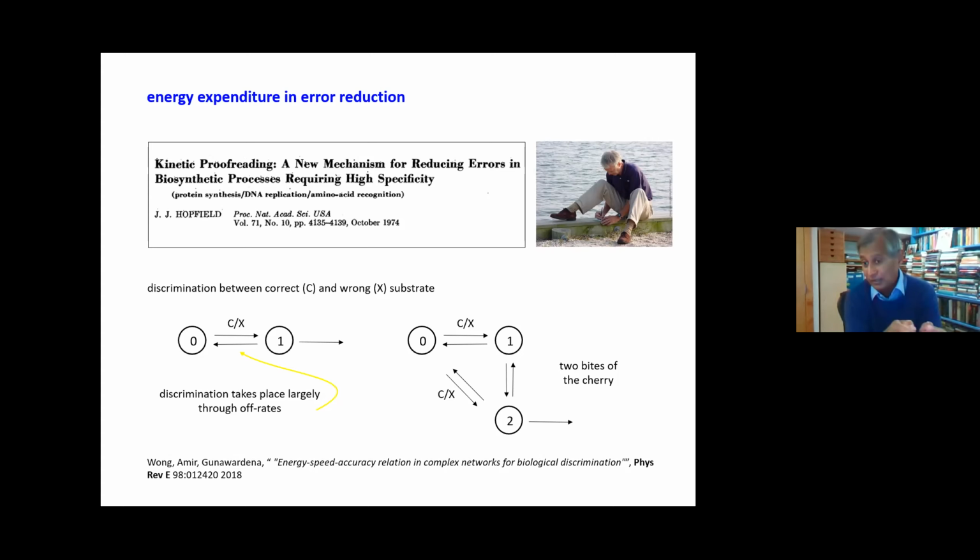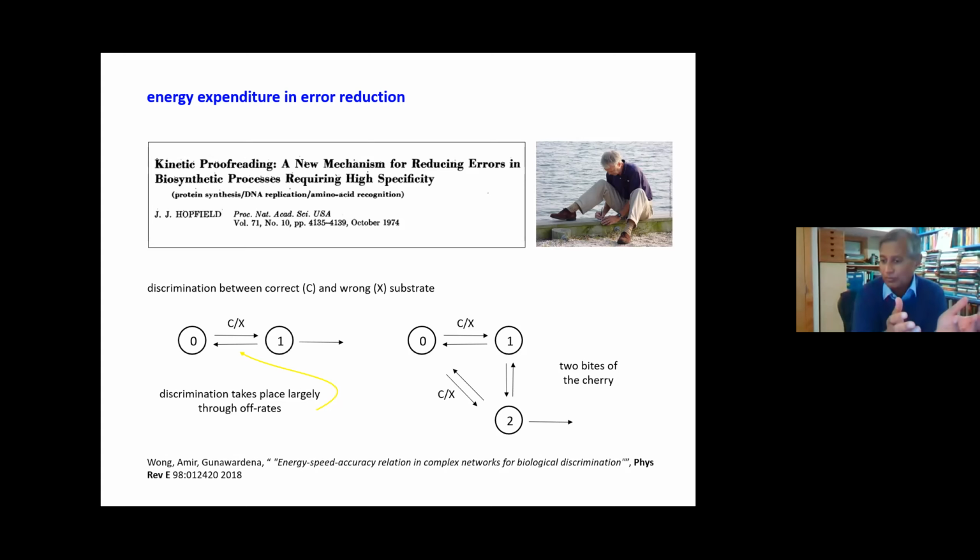So there was a real puzzle as to how it was that biology managed to attain error rates of 1 in 10 to the 9, 1 in 10 to the 10. And Hopfield reasoned like this. He said, well, if you can get an error rate of 1 in 10 to the 4 by doing one binding, why not an unbinding?